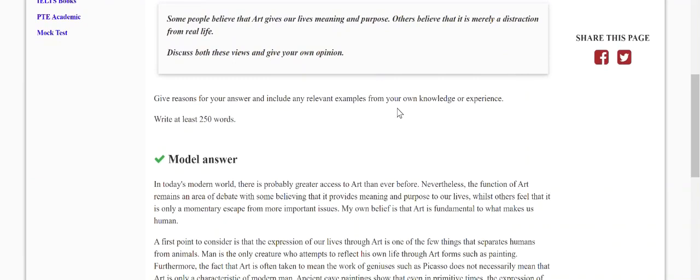Some people believe that art gives our lives meaning and purpose. Others believe that it is merely a distraction from real life. Discuss both these views and give your own opinion. یکی ساید میگه، یه ساید میگه مثلا هنر به زندگی ما معنی داده، یه ساید دیگه میگه نه، یه مزاحمت علکیه برای زندگی واقعی.